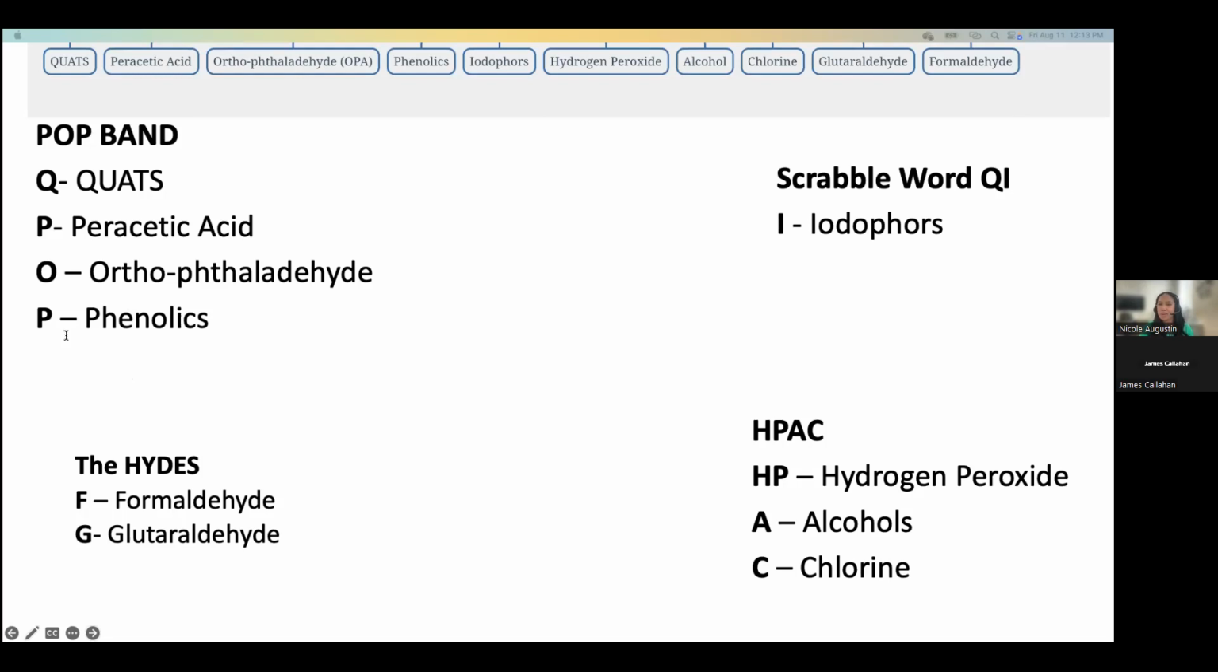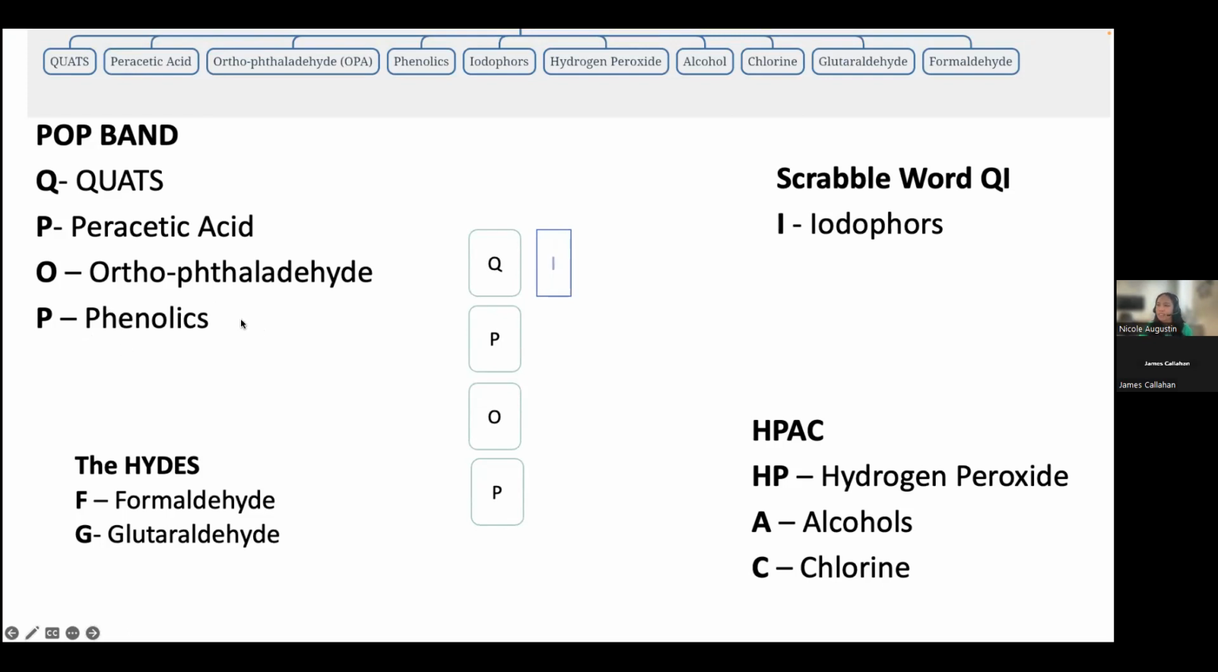So how did I remember all these disinfectants? Let's start with the word Q-pop. If you've ever heard of K-pop, which is the Korean pop band, there's also Q-pop, which is a type of Asian pop band in Asia. Q stands for your quats, P stands for your peracetic acid, O for your OPAs, and P for phenolics.